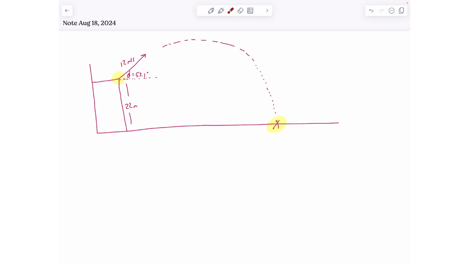Okay, so in this problem, there's someone standing on top of a 22-meter tall building, and they're throwing a baseball at 12 meters per second at a 53.1 degree incline above the horizontal. This is phi. What we want to know is: what is its speed right before it hits the ground?